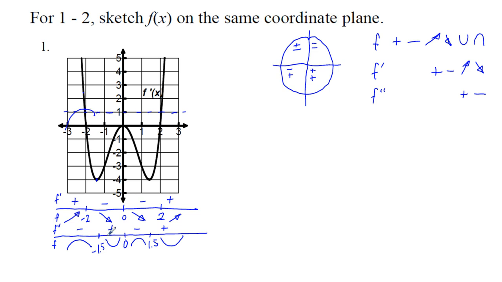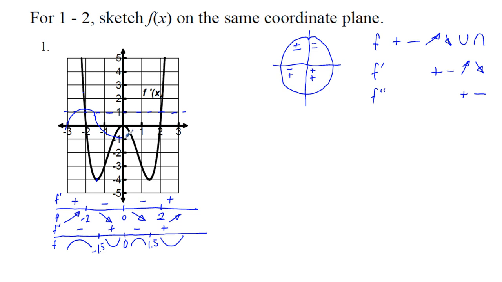Now from negative 1.5 to 0, we're going to be negative, decreasing, with concavity positive. So minus, plus. So it'll be this looking piece right here. So all the way to 0. So here we go. We're concave up, so all the way to 0, something like this.